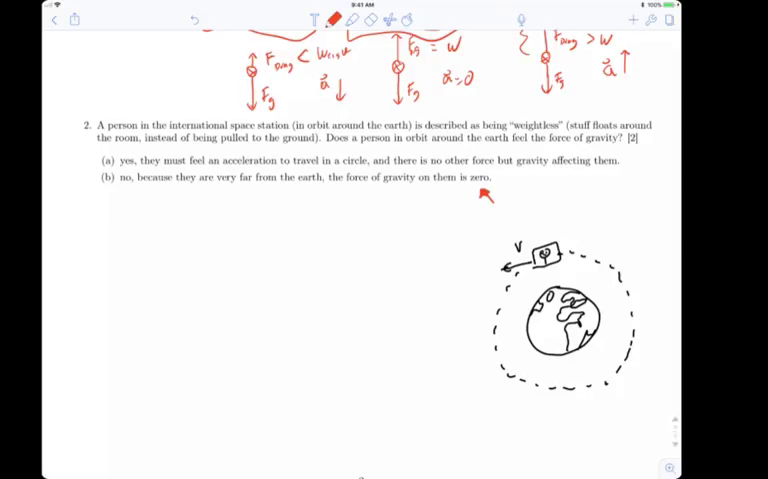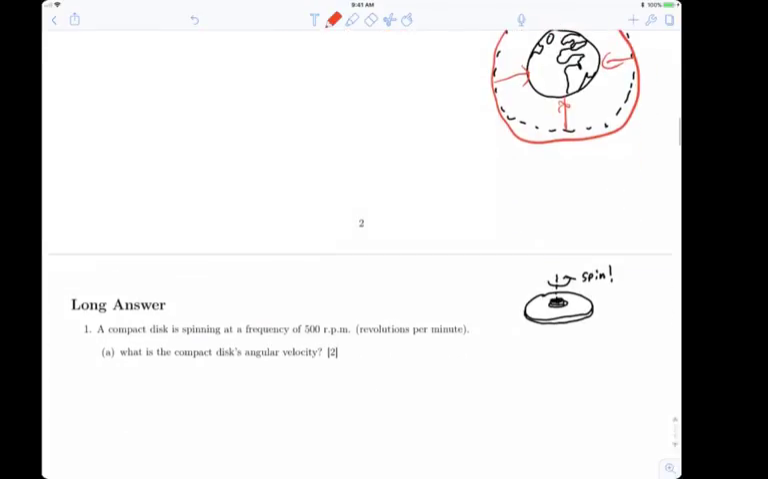But the truth of the matter is you are going in a circle. And to go in a circle, there has to be a net force. So there has to be a force pointing down towards the middle of the Earth, in the direction of your acceleration, regardless of where you are on the circle. And so because there has to be an acceleration, there has to be a net force, and that net force is gravity. So yes, the answer is yes.